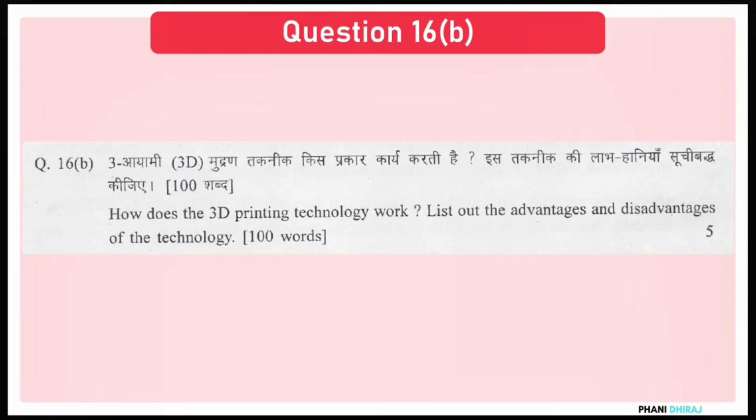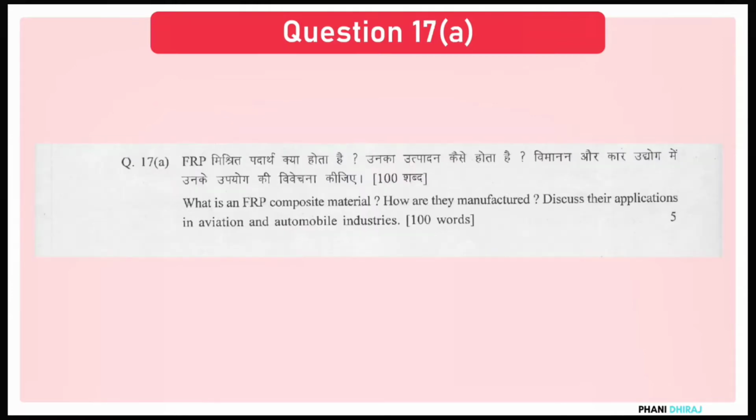Now moving on to question number 17, again a two-part question. In the first instance, 17a, what is an FRP composite material? How are they manufactured? Discuss their applications in aviation and automobile industries. So FRP is nothing but fiber reinforced plastic or polymer. So it is a composite material.